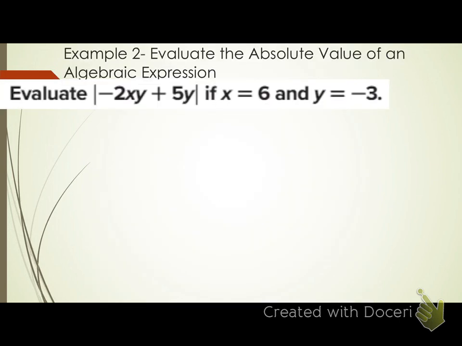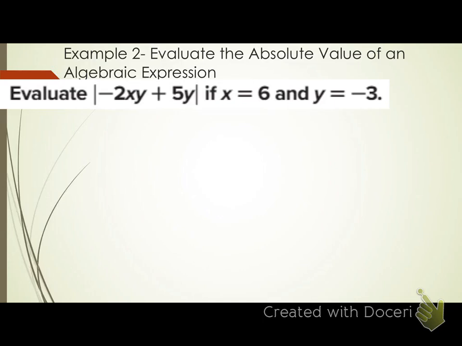Evaluate the absolute value of negative 2xy plus 5y if x equals 6 and y equals negative 3. Any ideas what I'm going to do here? We've done problems similar to this in past sections of chapter 1. If it gives me an expression and values for variables, what do you think I need to do?